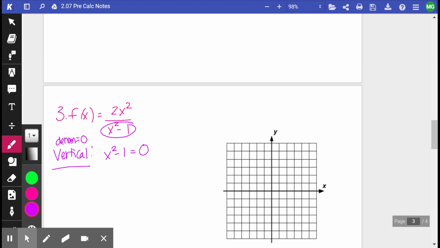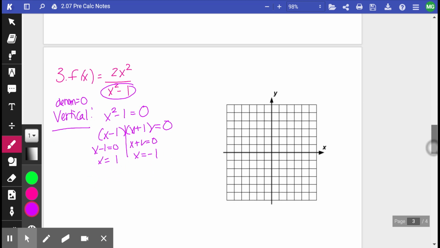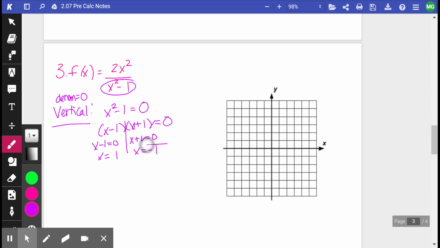Now we're going to solve. I have a difference of 2 perfect squares. So x plus 1, x minus 1, or you could have added 1 and taken the square root of both sides. Just don't forget your plus or minus if you do it that way. And we get x equals 1 and x equals negative 1. So here we actually have 2 vertical asymptotes, one at x equals 1 and one at x equals negative 1.